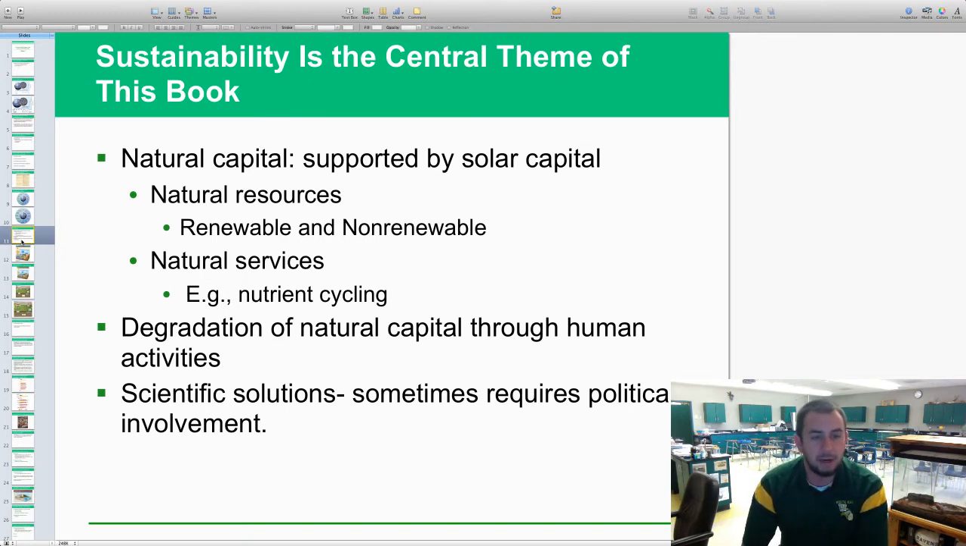Degradation of this natural capital through human activities is the main theme, and it can be a depressing class. Hopefully it's not for you, but it definitely can open your eyes to some things. And there are also scientific solutions, and a lot of those require political involvement and trying to get everyone to buy into the solution. So the main theme of the book is: what are we doing to the environment, how can we fix it or somewhat cure it, and what are we using and utilizing as human beings on this earth.